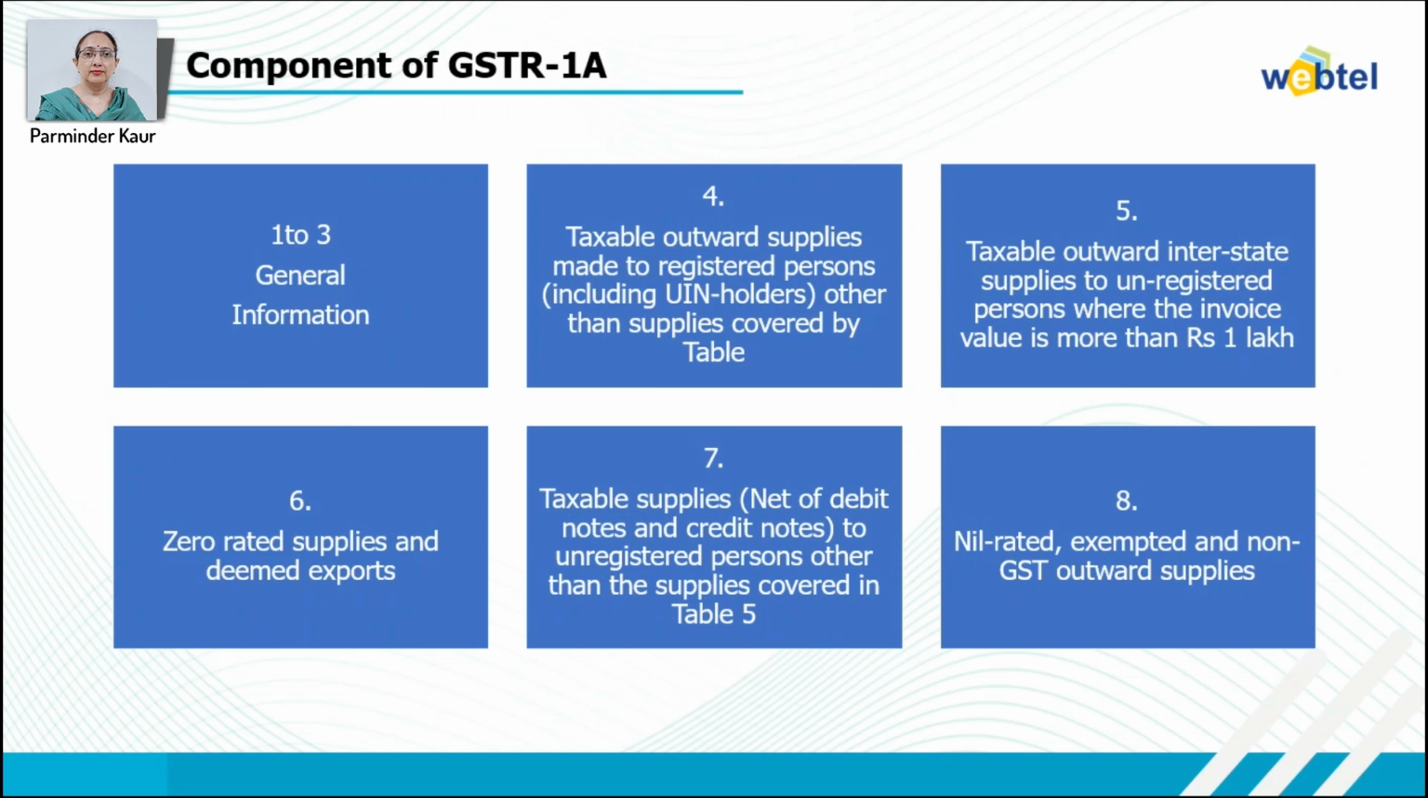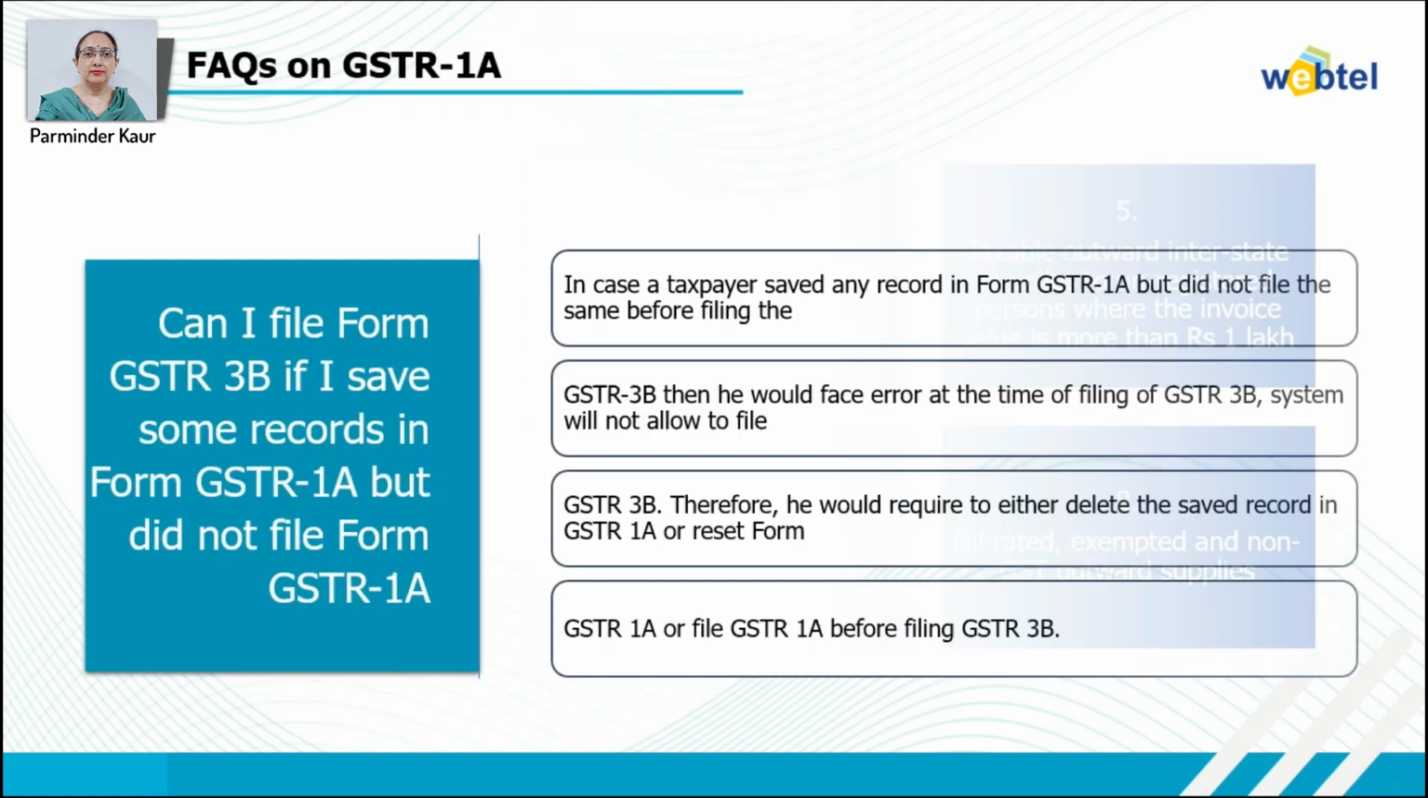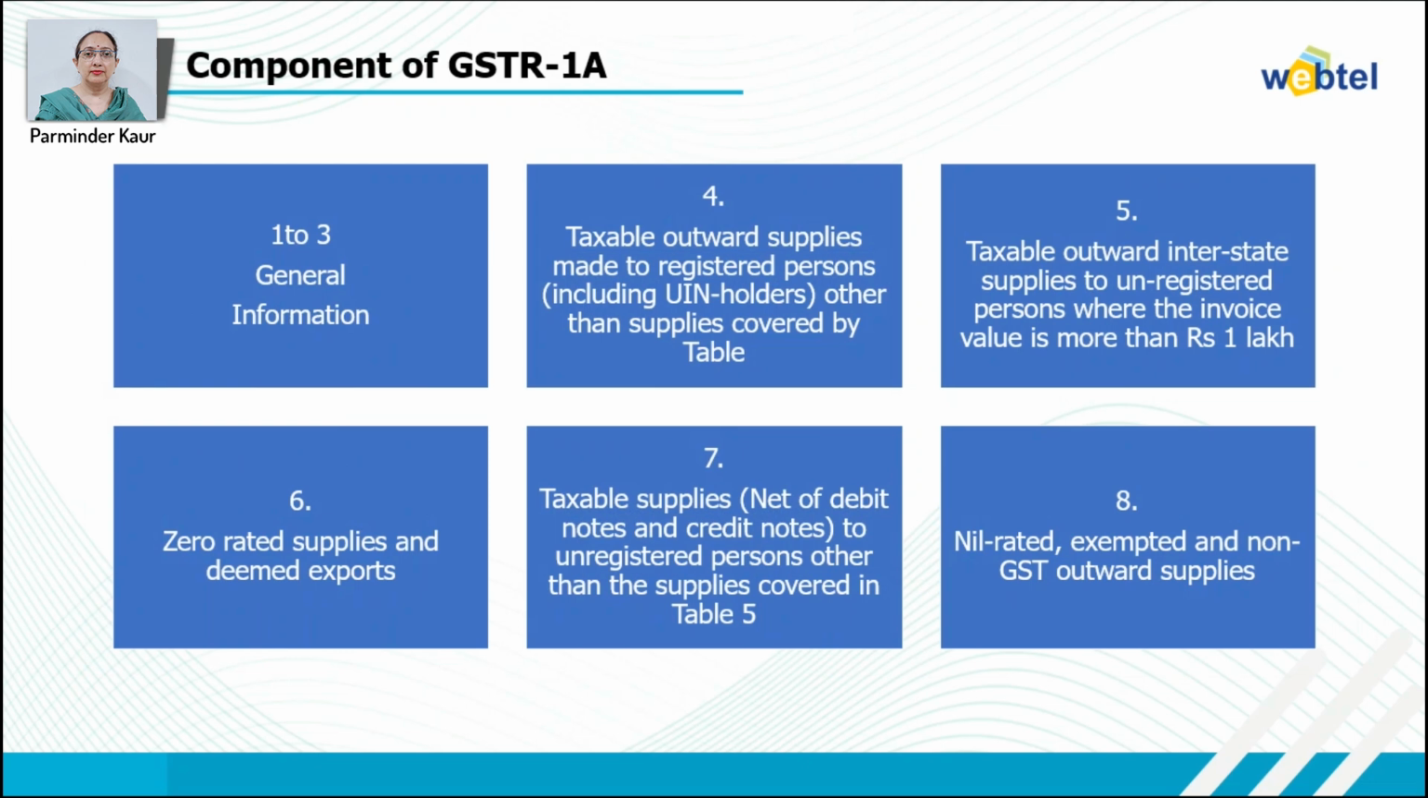In table number 5, taxable outward interstate supply to unregistered persons where the invoice value is more than 1 lakh. This heading will contain outward interstate supply to the unregistered person, including the sale made through an e-commerce operator, rate wise. Table number 6 will include the zero rated supply and deemed supply. That means whatever changes are related to the export, SEZ unit or supply related to the deemed export need to be mentioned in this table. In table number 7, the taxable supply, that is net of the debit note and credit note, to unregistered persons other than the supply covered in table number 5.